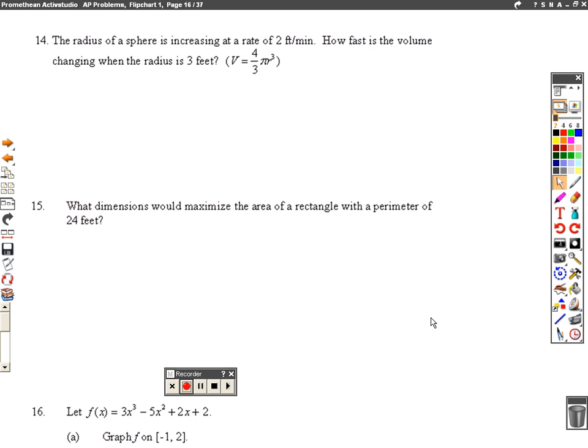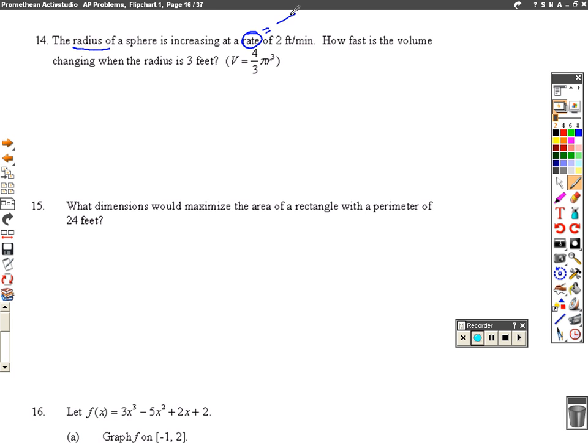All right, number 14. The radius of a sphere is increasing at a rate of 2 feet per minute. Okay, so they've used some keywords here. They said rate, and this is talking about the radius. So when you see the word rate, that means dt. And since we're talking about the radius, that means dr/dt. So dr/dt is 2 feet per minute.